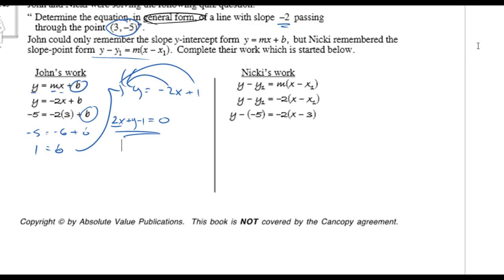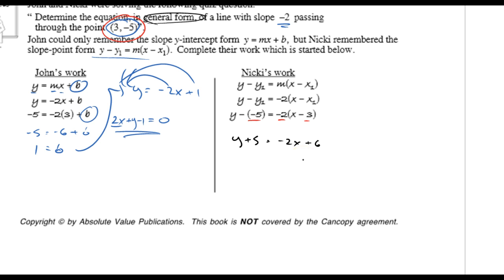Now, let's look at what Nikki did. Nikki used the slope point form, and she went straight into the form using obviously the same coordinate and the same slope. There's the slope, there's the coordinate. Let's go ahead and finish her work. Let's use black for her. So we have y plus 5 equals -2 times x minus 3.